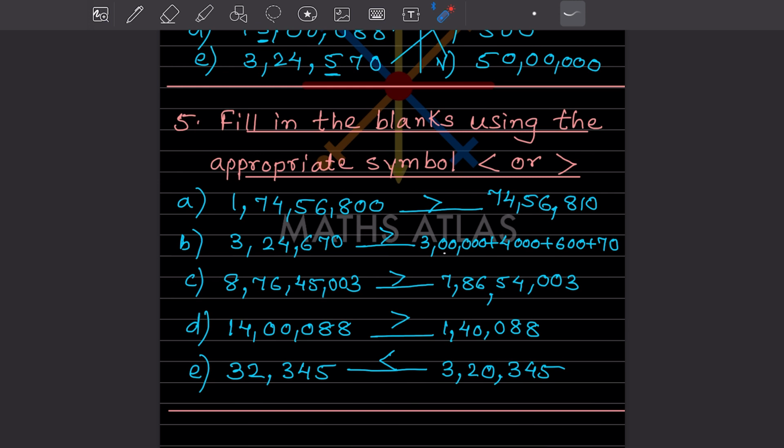Okay, so add vertically. Don't do it directly. Add in the vertical way, because this looks simple but unnecessarily you will lose the marks. So again I say, add vertically.